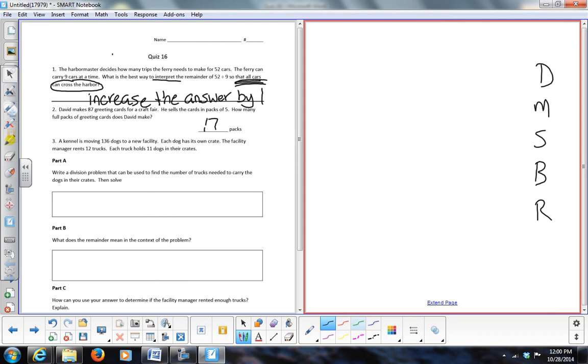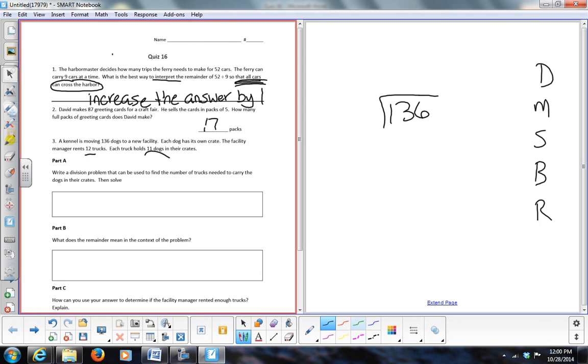Okay? Crazy. All right. So we have how many dogs? What's our big number? That's an easy one to figure out. What's our big number that goes inside the house? Alexis. Good. So we know 136 is at least going to go inside of our house. Now we've got to figure out if it's 11 or 12 that we divide by.